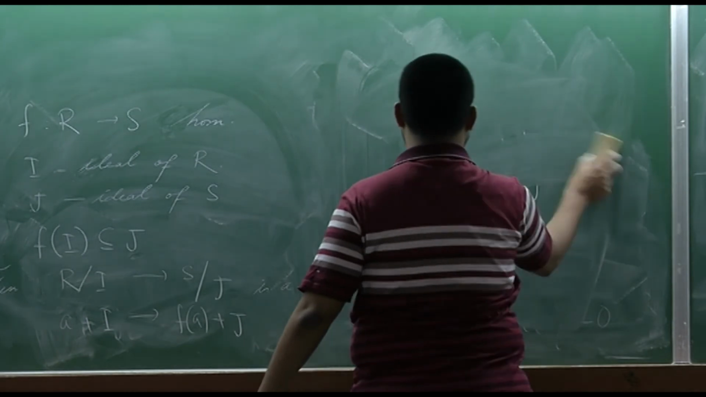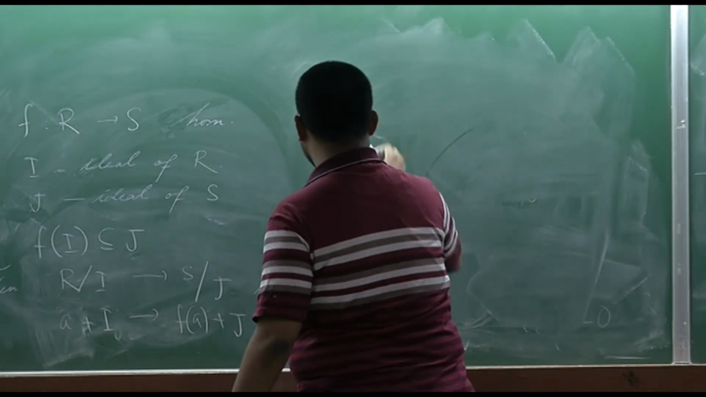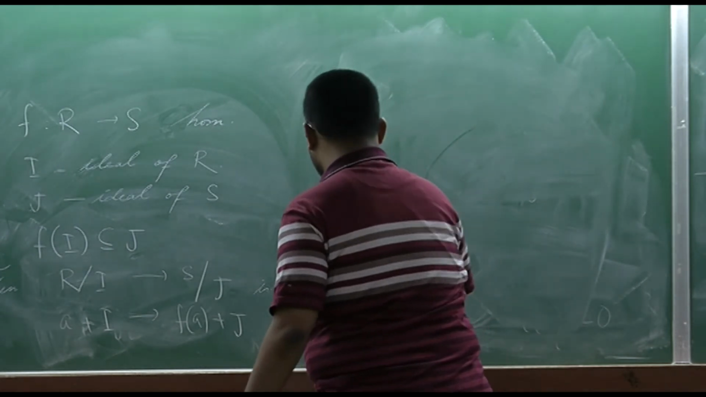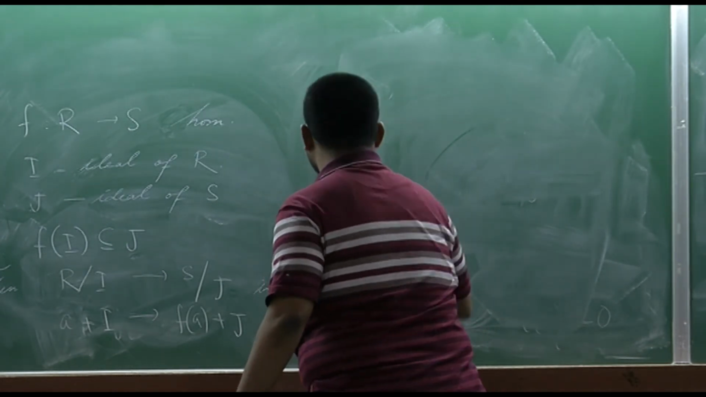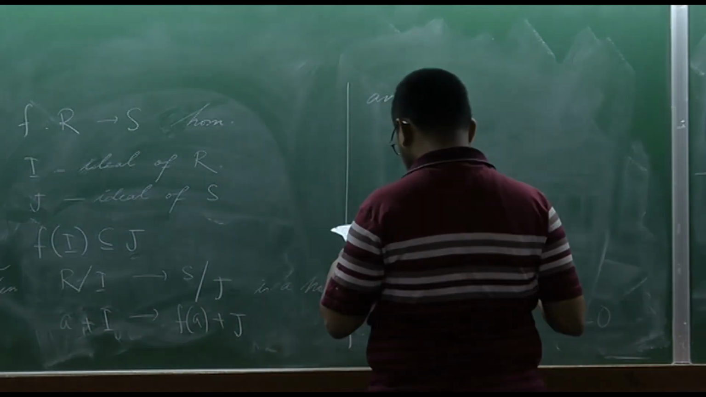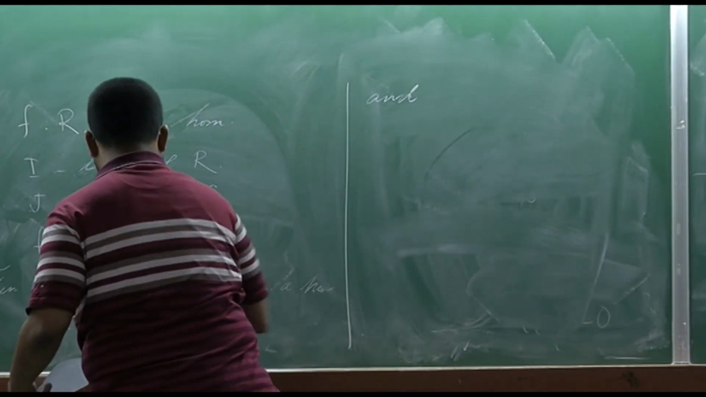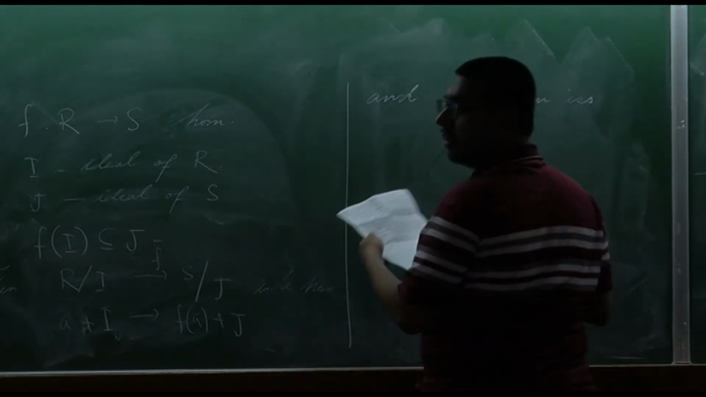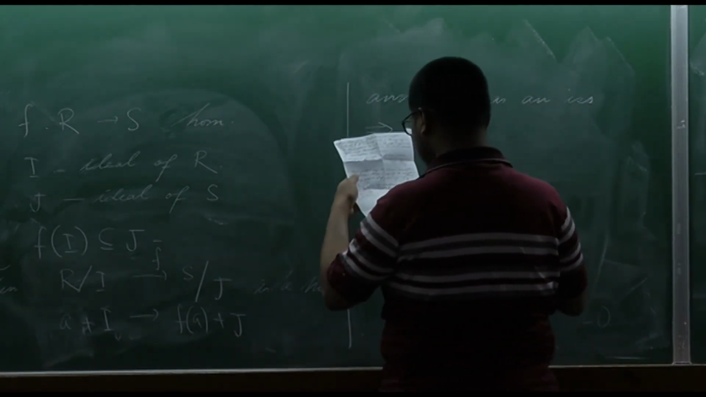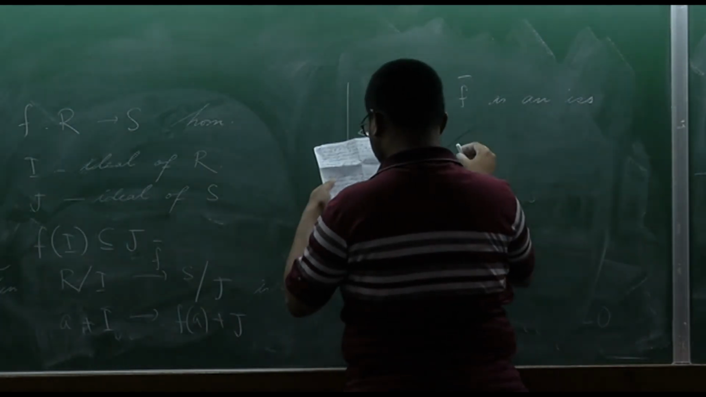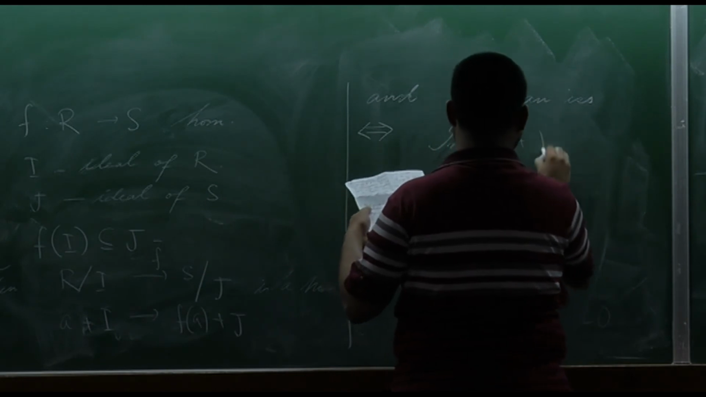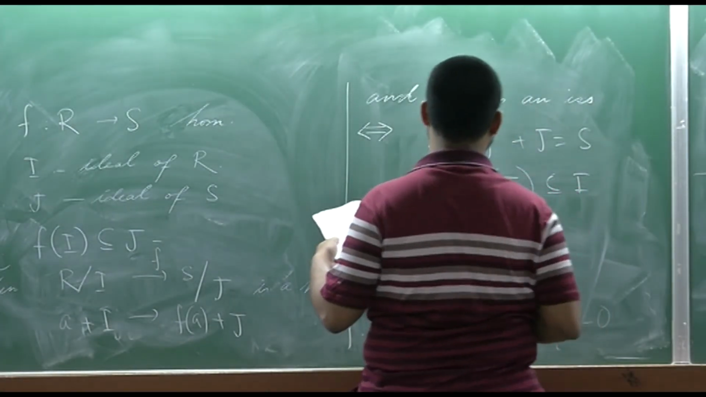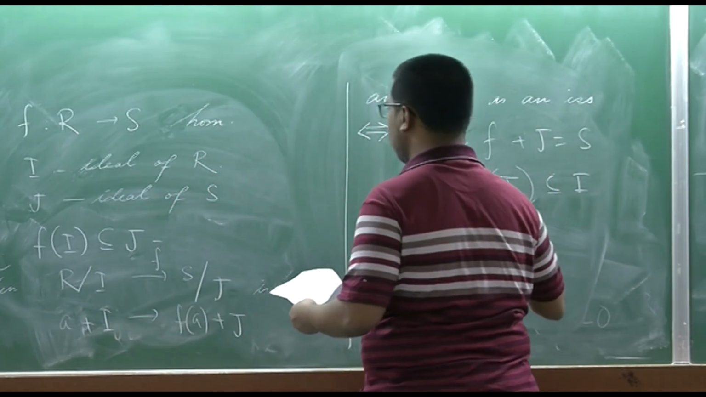And the exercise is about when this is an isomorphism. Let me call this f bar. f bar is an isomorphism if and only if two things happen. First of all, the image of f plus J is S, and f inverse of J is contained inside I. Okay. This is the exercise you can immediately do.